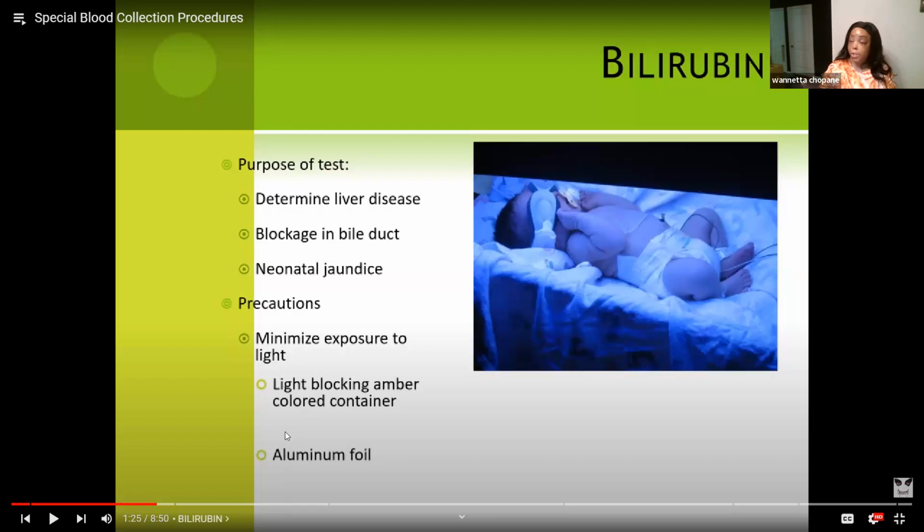To coincide with that, think about how a baby has to sit under a light to penetrate through the skin. But if you draw a bilirubin level in a blood tube, it needs to be protected from light. This is the main important special collection, and the reason we've been talking about bilirubin, to give you background. It's oriented around the liver, but if you draw a bilirubin level, it needs to be protected from light.